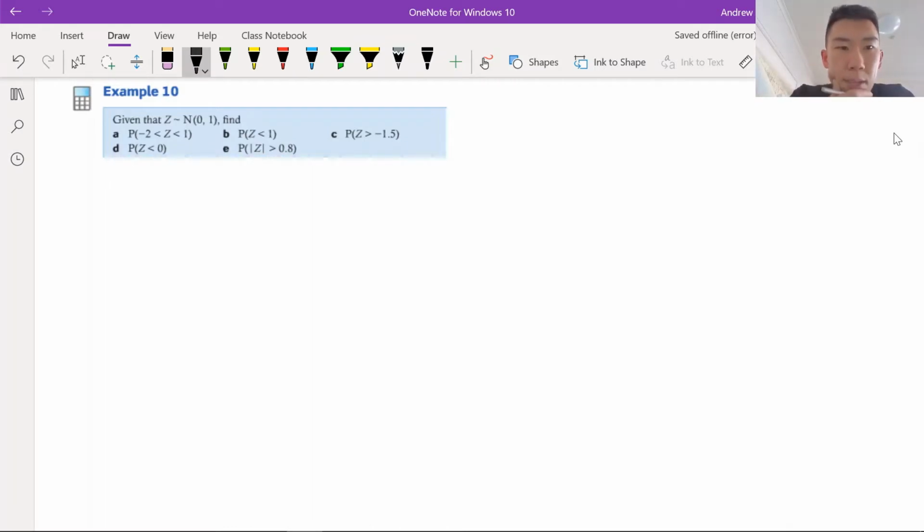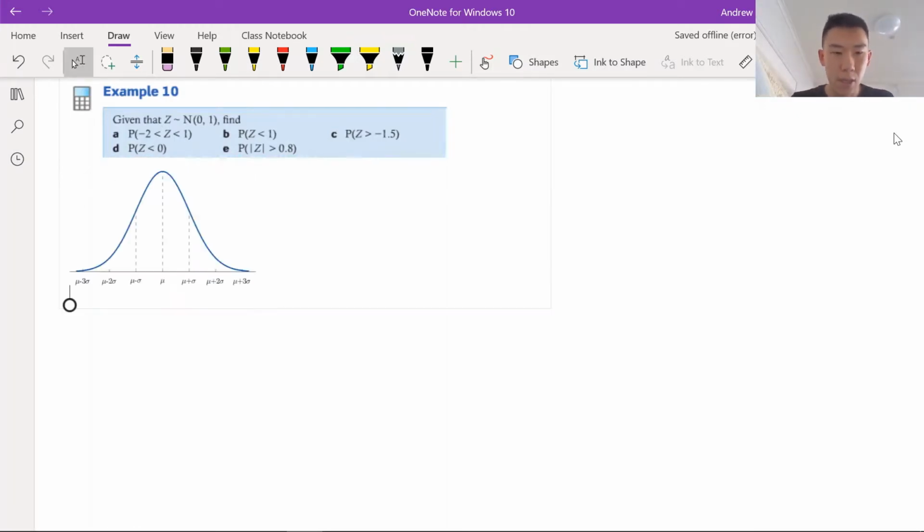Example 10. So given that Z is a normal distribution. As soon as we see the capital Z, that means this has been standardized, right? So I've copied this diagram from the internet to give you the visual of the bell curve. So when it's standardized, our mean is 0, and our standard deviation is 1, which just makes it easy for you to understand.